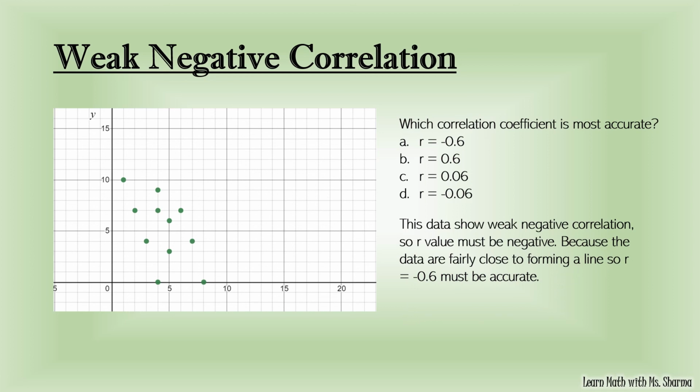This data show weak negative correlation, so the R value must be negative because the data are fairly close to forming a line. So R equals negative 0.6 must be accurate.